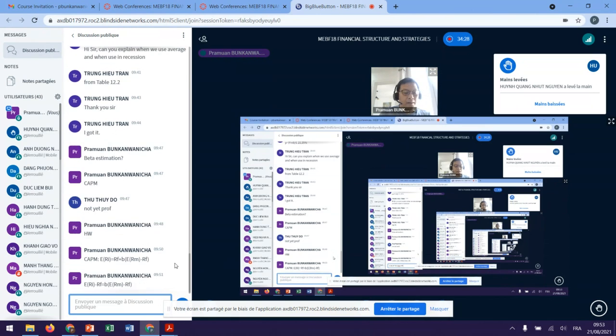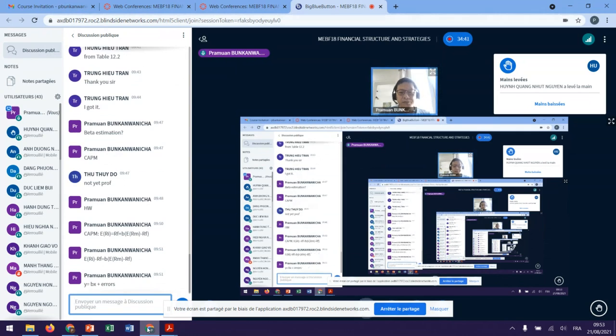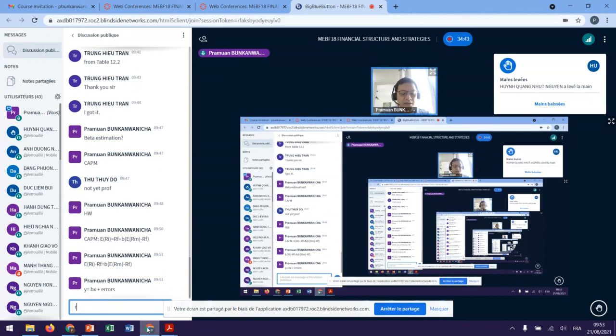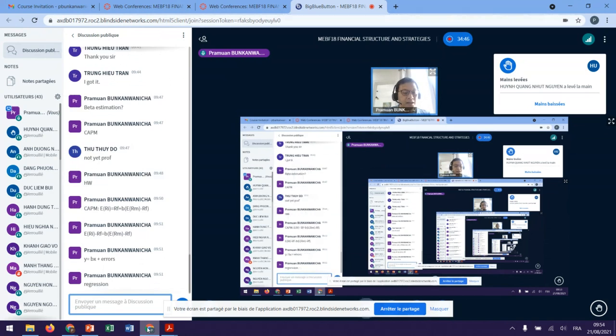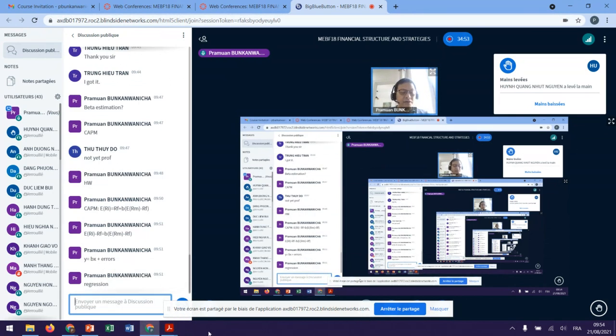So I have y equal to beta times x plus some error term. When I compute this, I make a regression. Everybody knows how to make a regression, right? This is a linear regression where you put on the y axis RI minus RF, and on the x axis ERM minus RF, and the beta represents the slope of this regression.